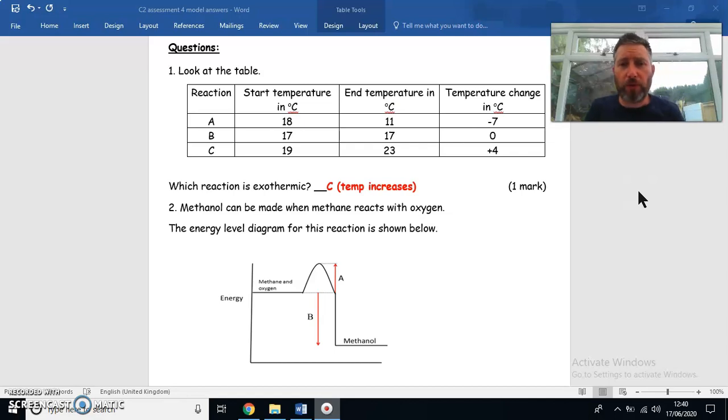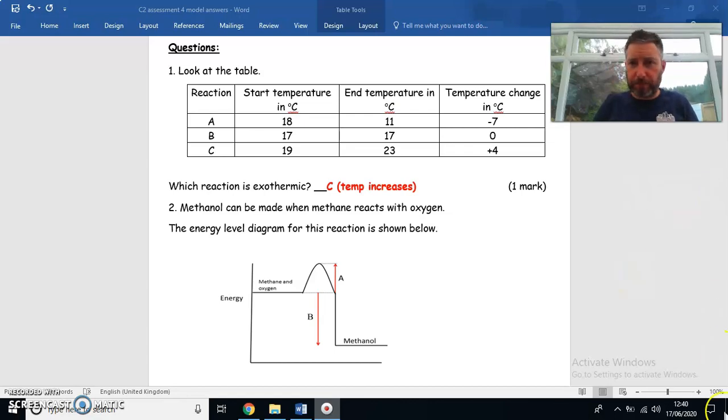I'm going to talk you through the model answers, so please go through your tests and modify anything you got wrong. So let's kick off, shall we? Question 1, this was an area that picked a few people up. Which of those reactions is exothermic? Exothermic reactions give out heat, so the temperature change is a positive one. So C is the one where it gives out heat energy.